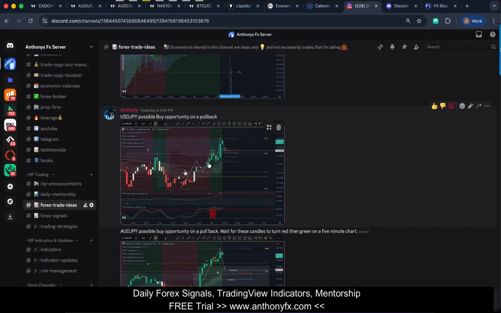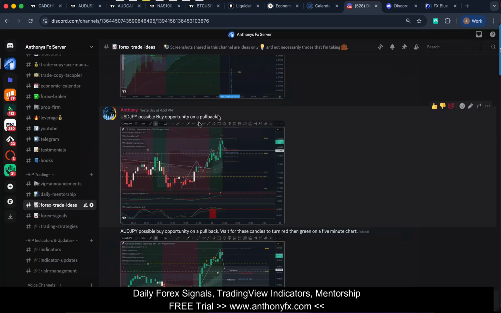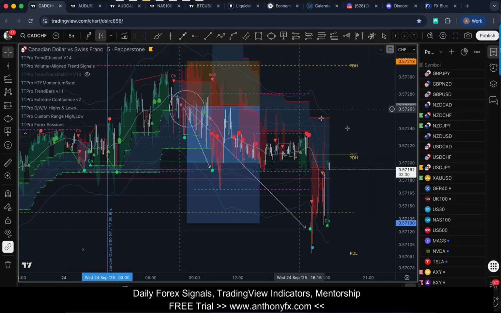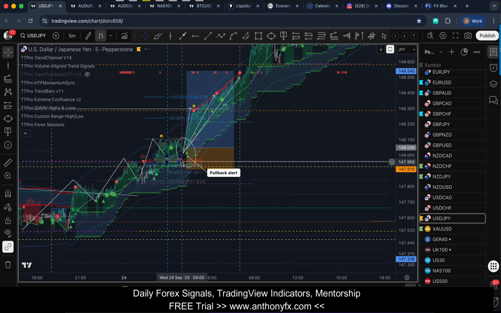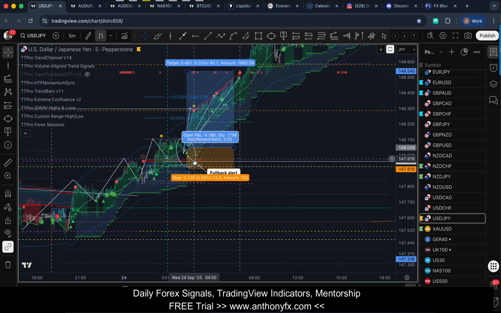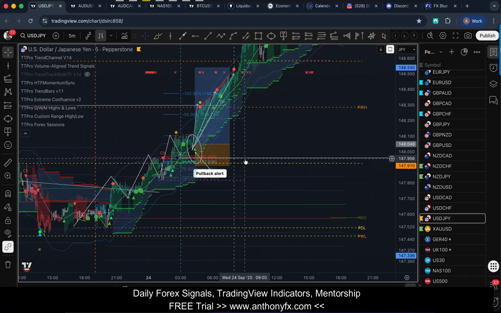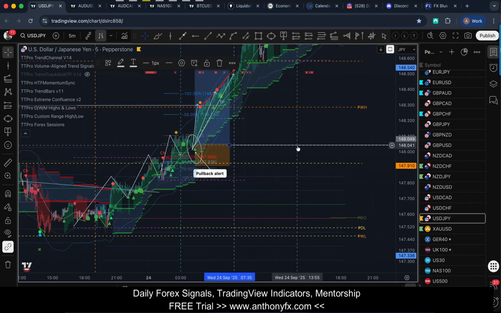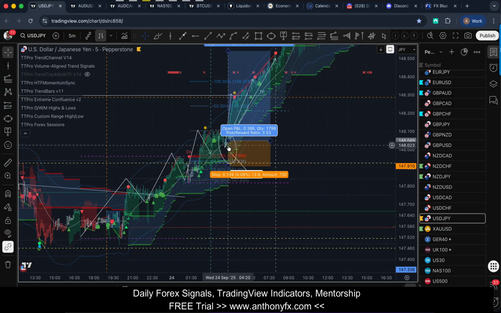So this was the opportunity here, looking for the pullback and green alert. Possible buy opportunity on a pullback. Dollar yen. There it is. Yeah. Point of interest was pulling back down into, I've got a Fibonacci down in here and I've got this white line as a POI. So we got a pullback alert and then a buy. We got a pullback and then a buy alert right there.